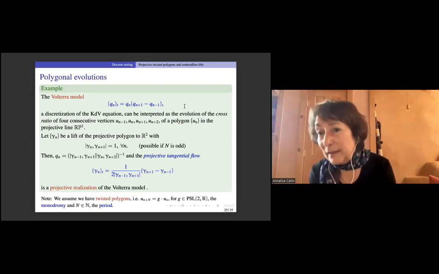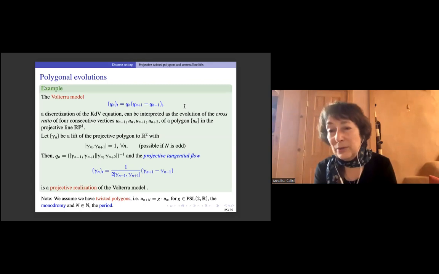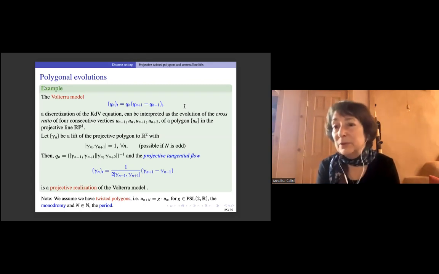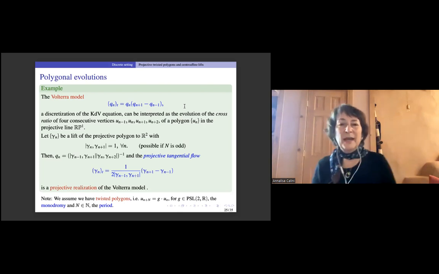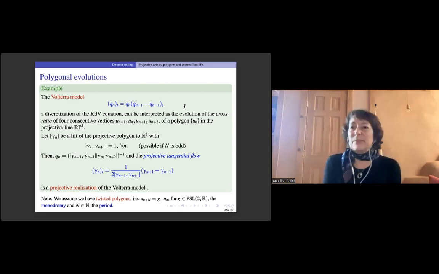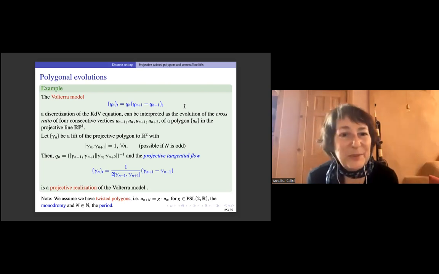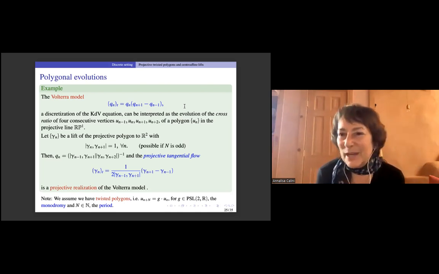So I'm leaving the realm of PDEs. And as you know, integrable PDEs are delicate, right? You perturb a PDE, it loses integrability. So the business of attempting to come up with integrable discretizations of integrable PDEs is a tricky one. And here is a simple model. It's called the Volterra model. It's considered to be a discretization of the KdV equation. It's not straightforward to show it, but it also has a geometric interpretation in terms of polygons on the projective line.